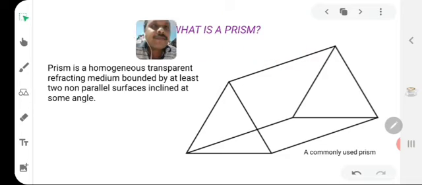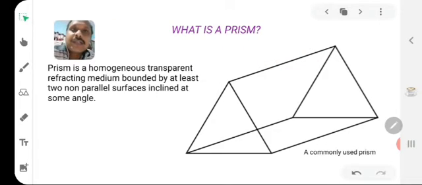So the question arises, what is a prism? Prism is a homogeneous transparent refracting medium bounded by at least two non-parallel surfaces inclined at some angle. Now, right now on your screen, you are observing a prism that is very commonly used in the physics laboratory.